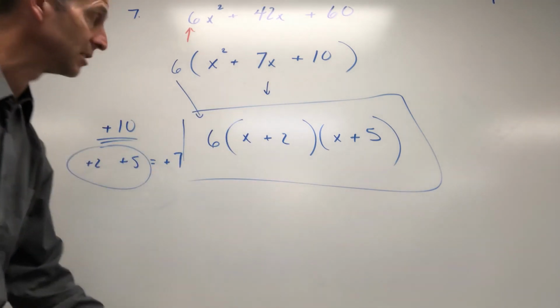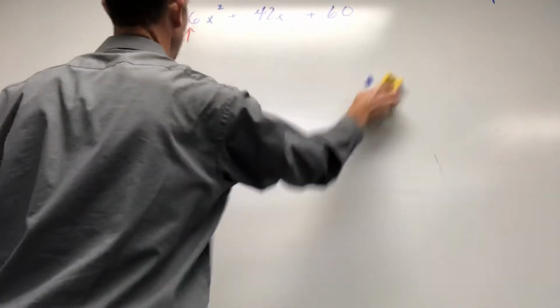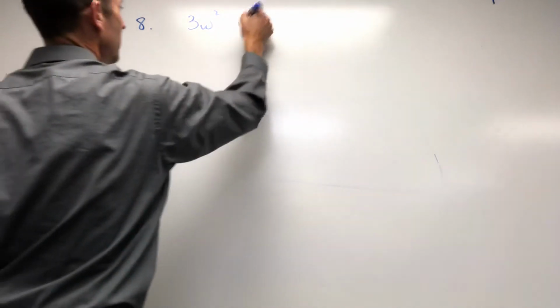All right, let's do another double factoring. Here we go. What is this? Number 8? Like I had a 3 right there. 3w squared plus 18w minus 120.